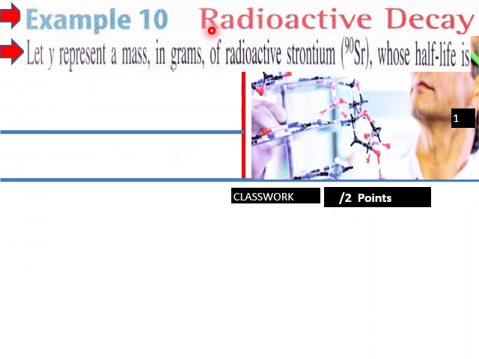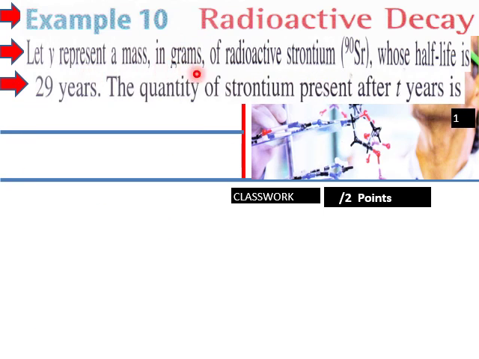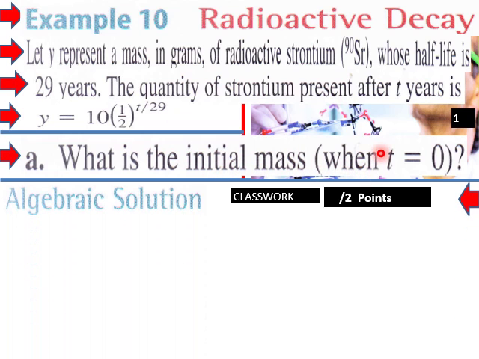Example 10, radioactive decay. Let Y represent a mass in grams of radioactive strontium, whose half-life is 29 years. The quantity of strontium present after T years is this formula here. What is the initial mass when T equals 0?